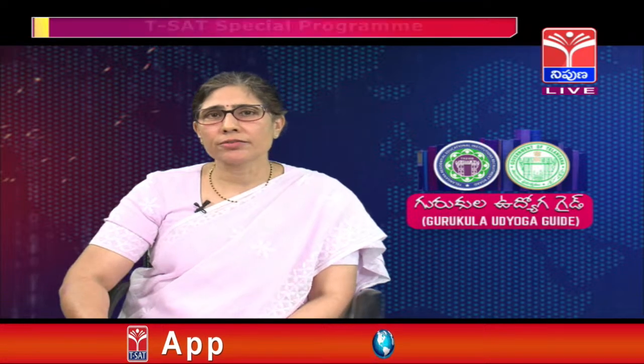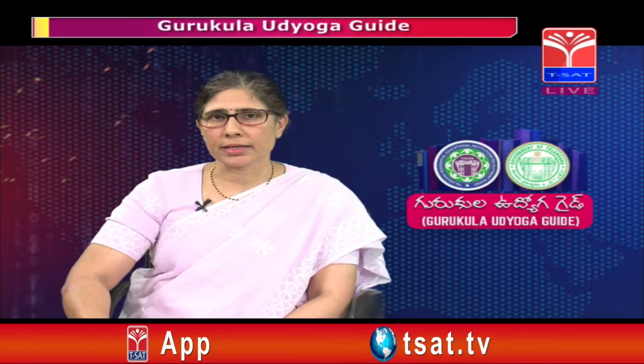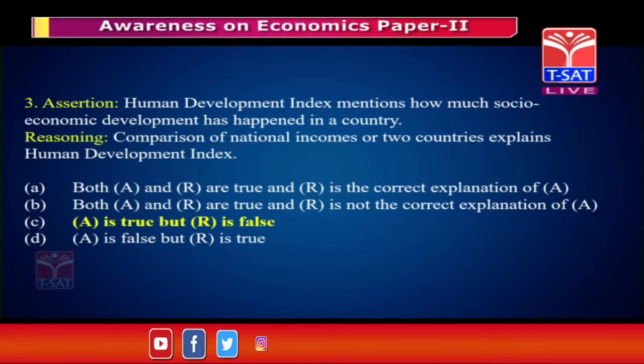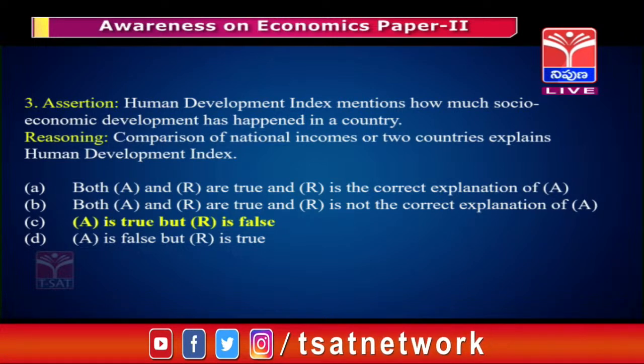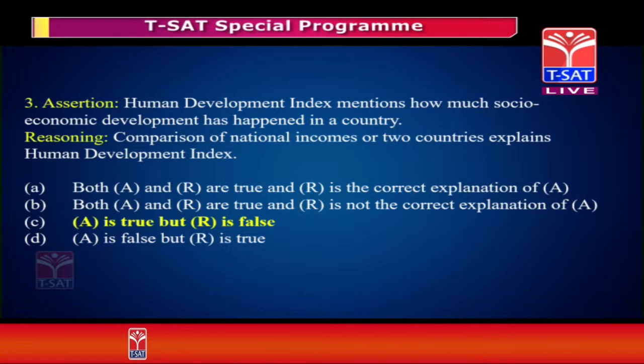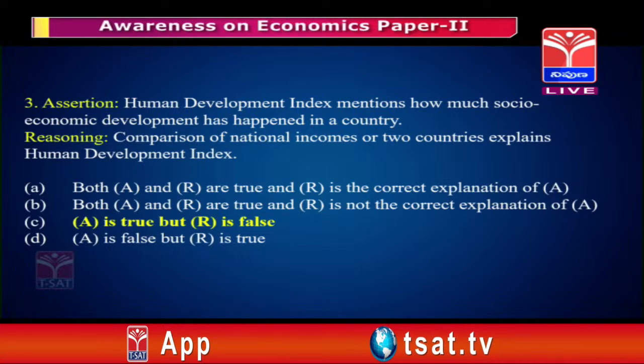Now there is one important question which is an assertion and reasoning based question, which is connected to the Human Development Index. Human Development Index, as I told you, is connected to the economic development in the country, as to what extent socio-economic development has happened. So that is the assertion. The reasoning says comparison of national income of two countries explains Human Development Index.